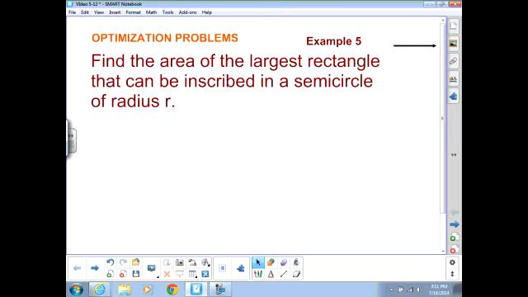Today's video will just be looking at one example, and we'll be looking at it in general terms of a radius r, so without an actual number in there, which is sometimes tricky for people to work with. So we're going to find the area of the largest rectangle, so we want to maximize the area of a rectangle that can be inscribed in a semicircle of radius r. So inscribed means the vertices are sitting on the semicircle.